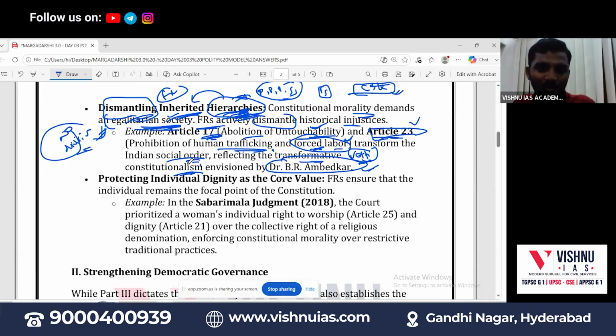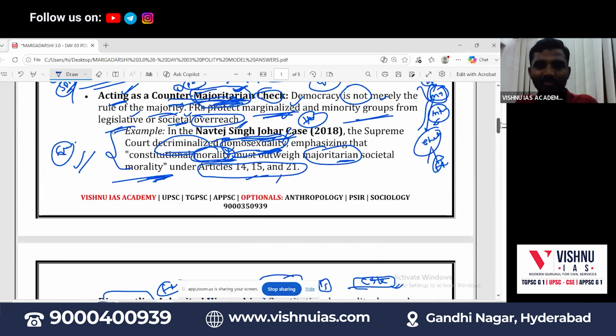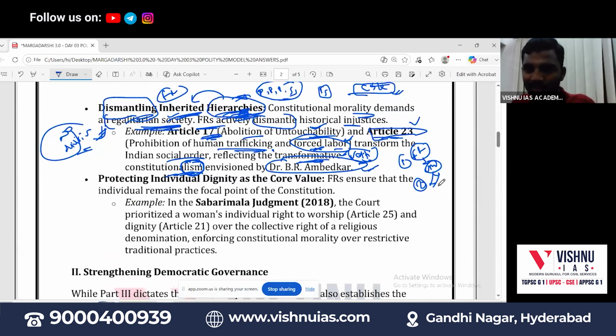The role of the constitution and the set of ideas mentioned in it is to transform society. So what is the first thing I said? Fundamental rights are important to achieve constitutional morality. And number two, in which ways? The first point I discussed was majoritarianism. If the fundamental rights are there, obviously majoritarianism will be checked.